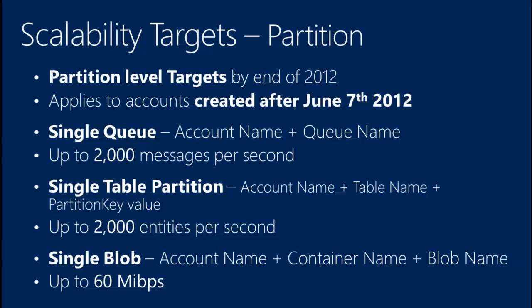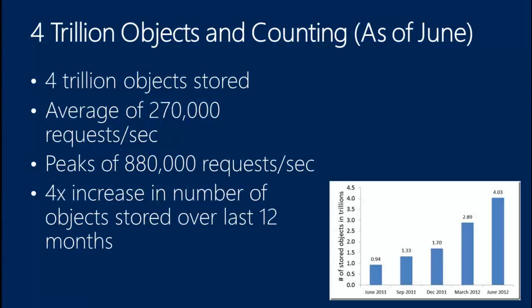A single queue is up to 2,000 messages a second, table up to 2,000, and a blob, same account container blob name up to 60 megabits. And this is just kind of where we are as of June in terms of scale. 4 trillion objects, average of 270,000 requests a second, 880,000 at peak. There's been a 4 times increase over the last 12 months. And again, this is June, so I'm sure these numbers are already way outdated.